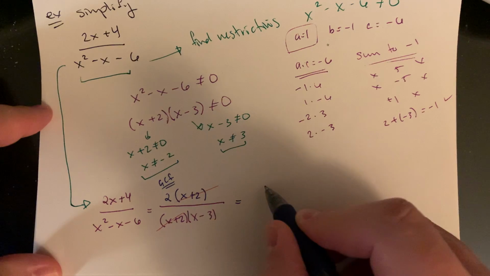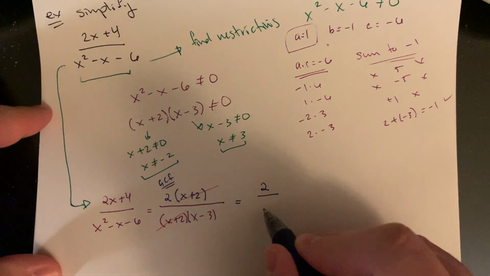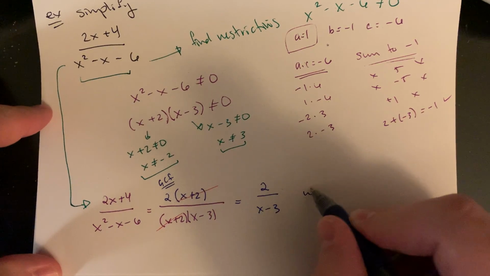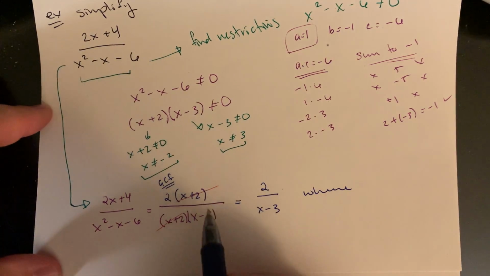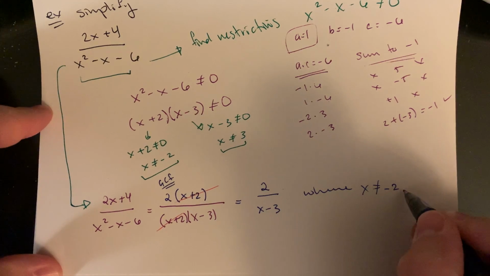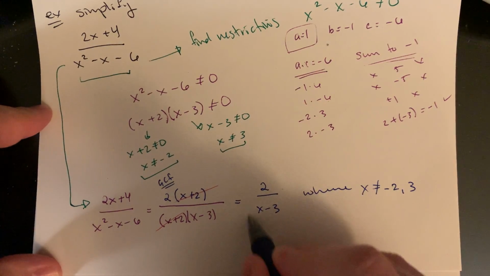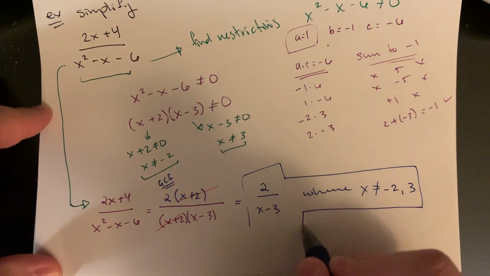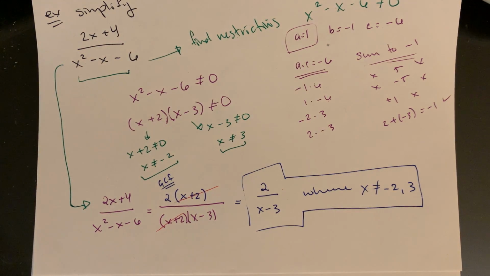So this is going to leave us with a 2 up top, and then the x minus 3 is left over here. And so that's where, what were our restrictions? Here and here, x is not equal to negative 2 or positive 3. Right, so we simplify down and we include those restrictions in our final answer. So that's the move. That's what simplifying looks like. You could obviously do these for more and more complicated things.